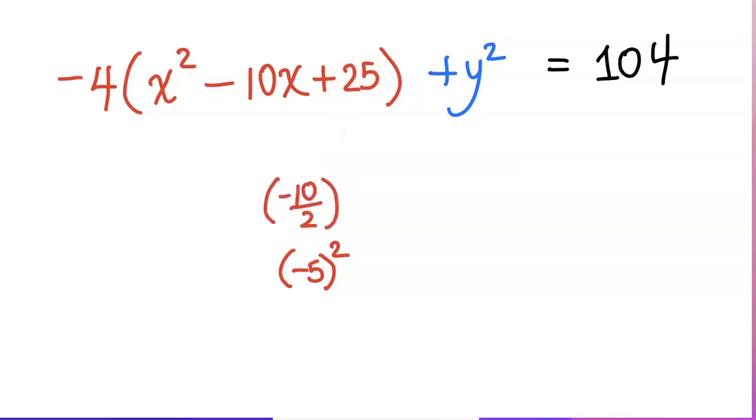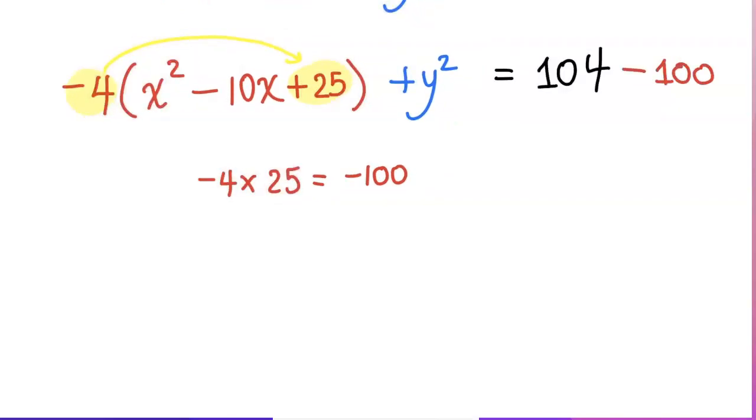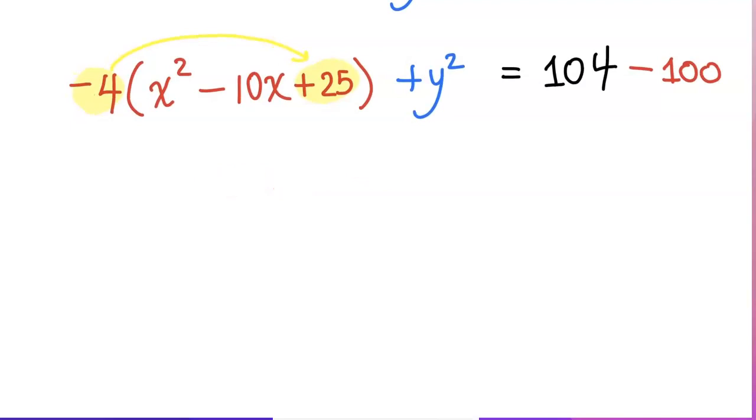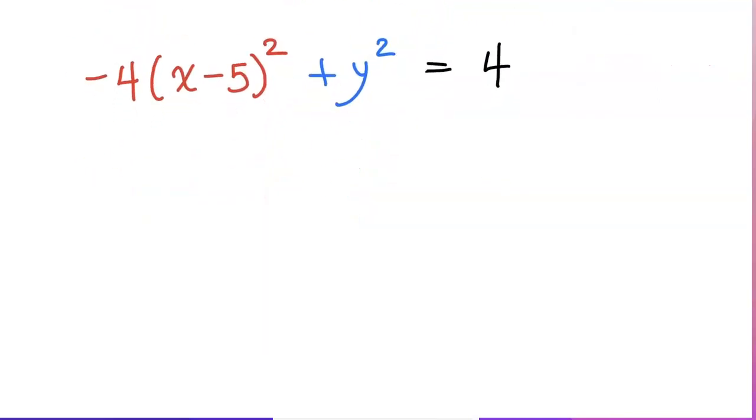So what does that mean to the entire left-hand side of this equation? Well, look, that 25 is inside the parenthesis. So when I distribute this negative 4, we notice that we're actually adding negative 100 to the left-hand side. So that means we need to add negative 100 to the right-hand side. So after that, we're ready to factor this. Keep that negative 4 in the front, but we're factoring that trinomial as x minus 5 squared plus y squared. That equals 104 minus 100, which gives us 4. We will divide everything by 4 now because we need to have 1 on the right-hand side.